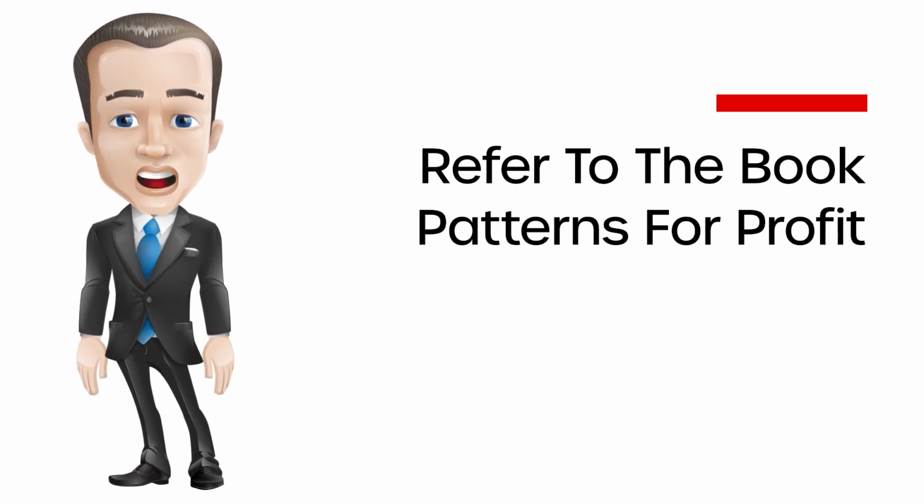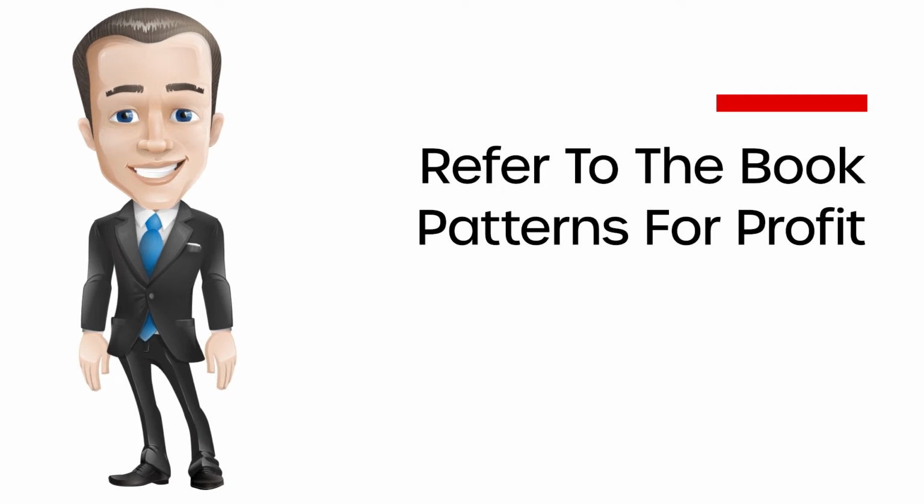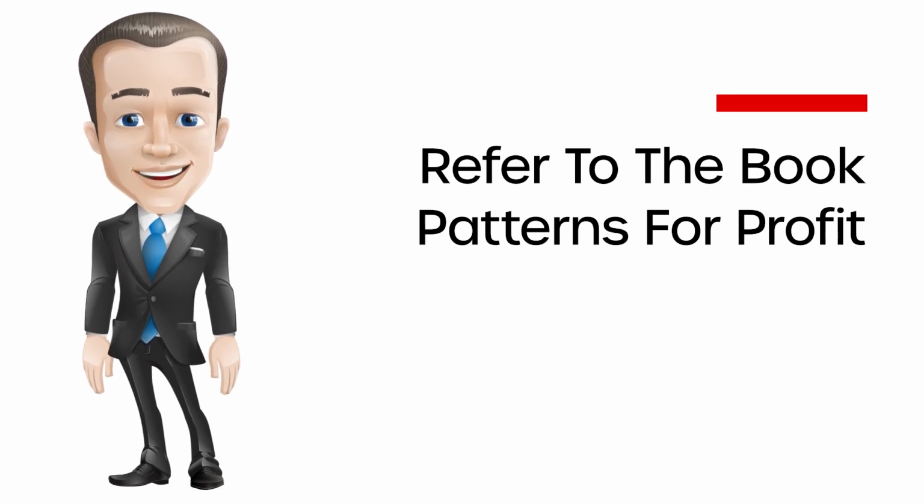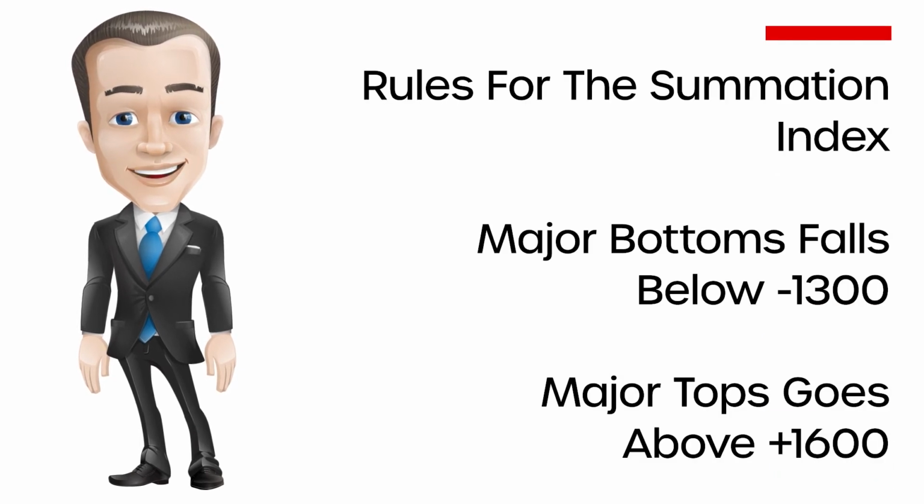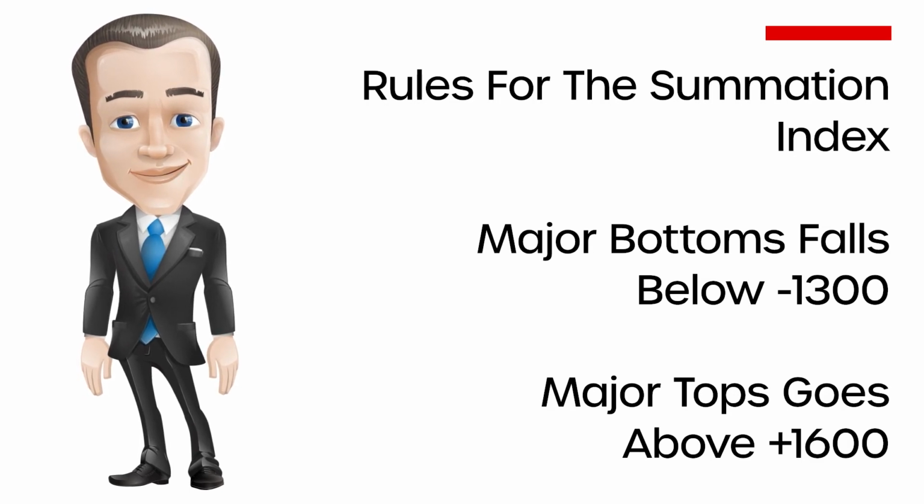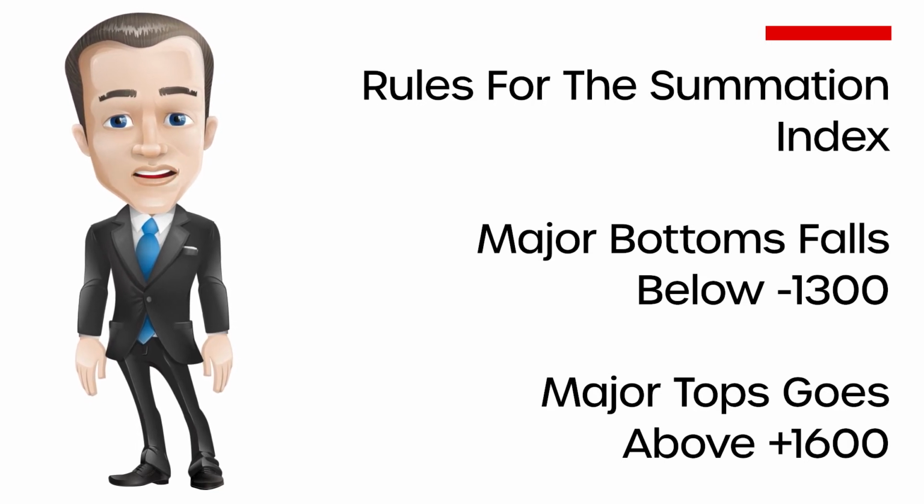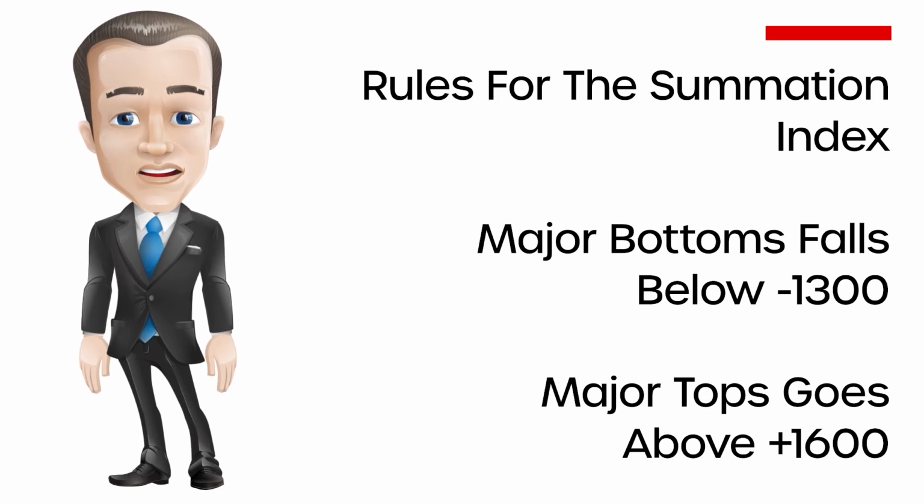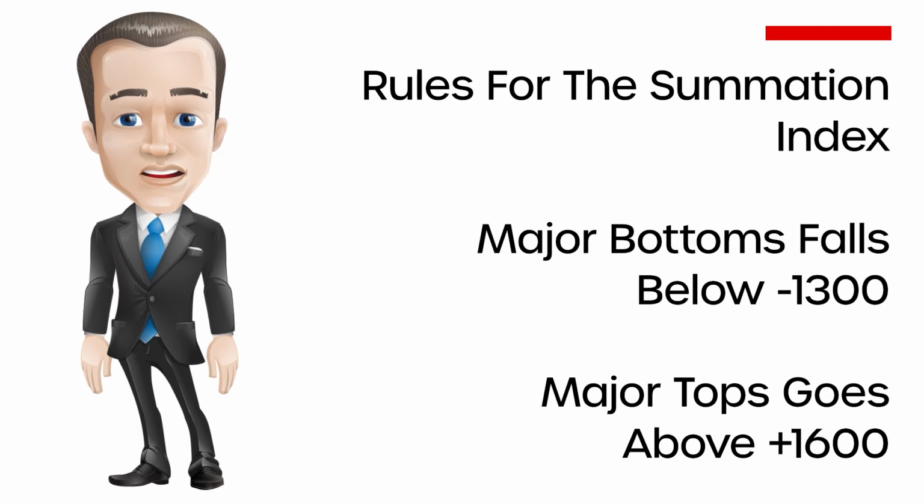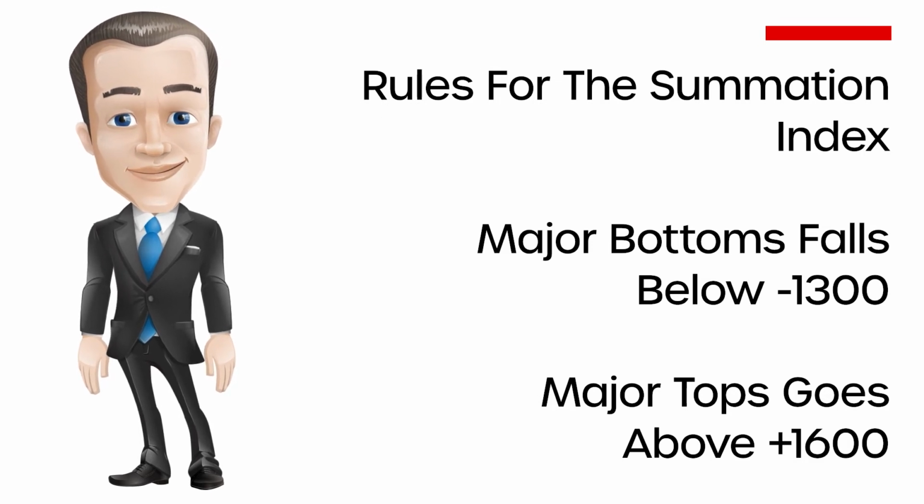For more extensive coverage of the index, refer to the book Patterns for Profit by Sherman and Marian McClellan. McClellan suggests the following rules for the use of the summation index. Look for the major bottoms when the summation index falls below negative 1,300. Look for major tops to occur when a divergence with the market occurs above a summation index level of plus 1,600. The beginning of a significant bull market is indicated when the summation index crosses above plus 1,900 after moving upward more than 3,600 points from its prior low. Example, the index moves from minus 1,600 to plus 2,000.